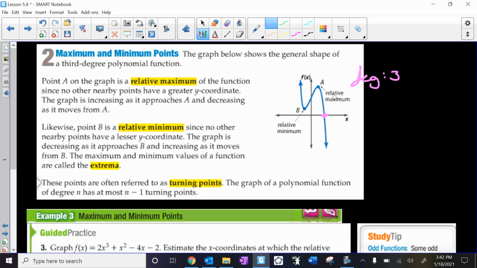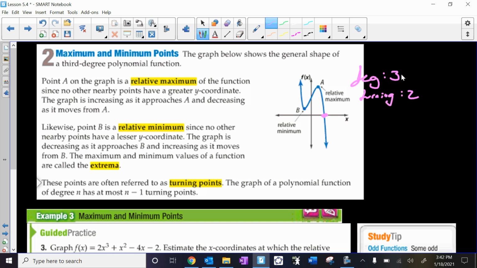So point A, they call it a relative max because everything around it is slightly lower than point A. Point B down here, they call it a relative min because the points around it are a little bit higher. This is the lowest point in its general location. But points A and B, they both represent what we call turning points. So in this graph, there are two turning points.